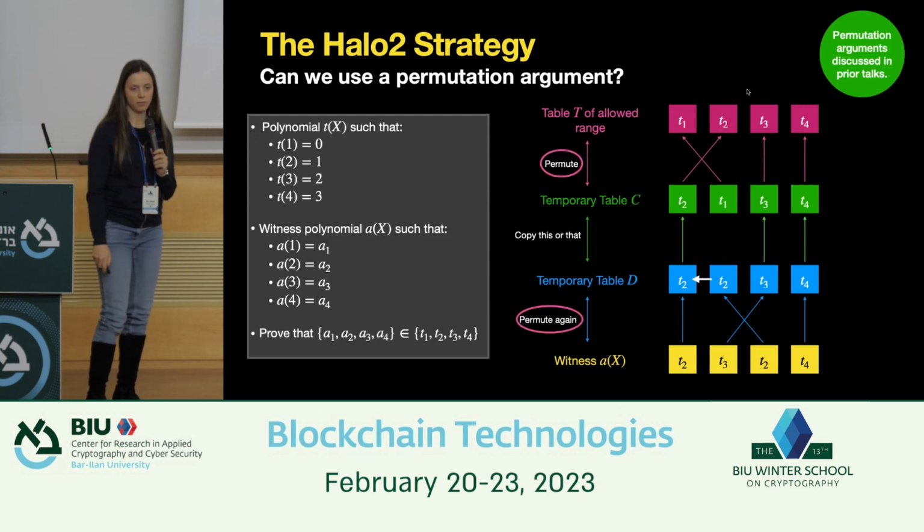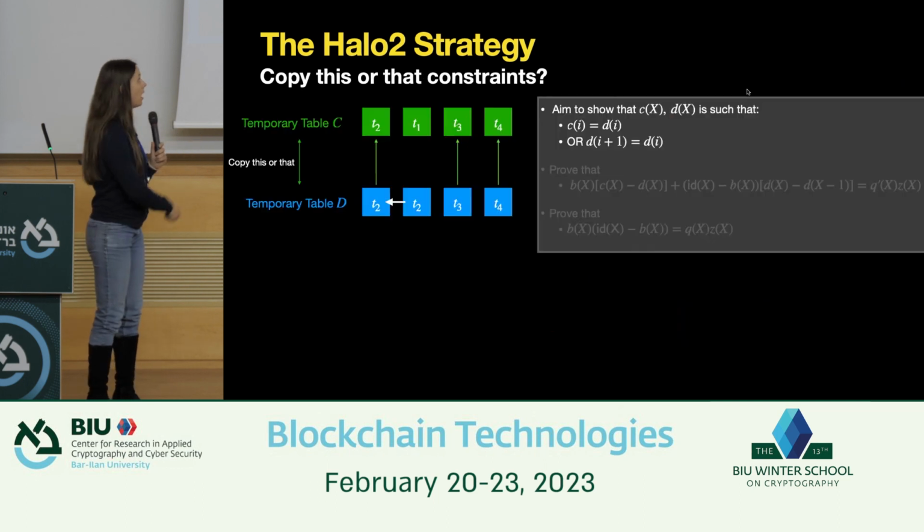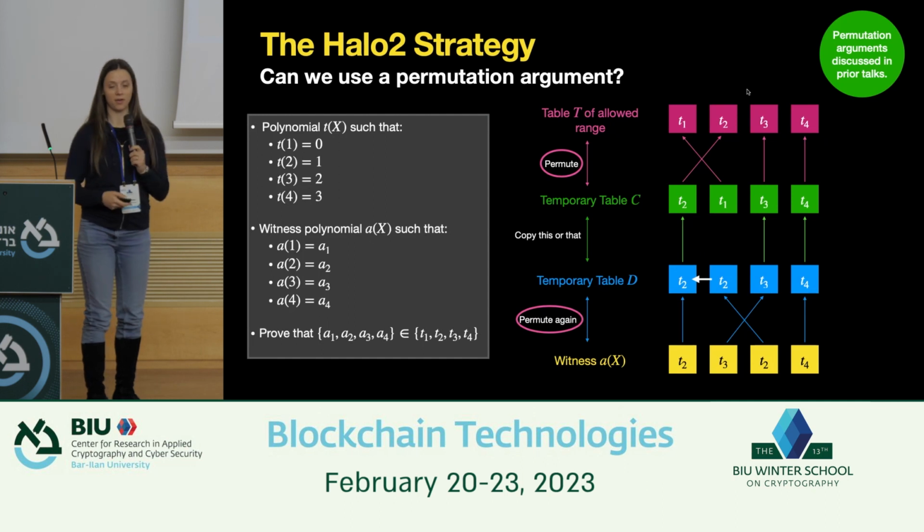I'm not going to discuss how the permutation argument works because that's been discussed in prior talks today. But I am going to discuss how the copy this or that argument works.